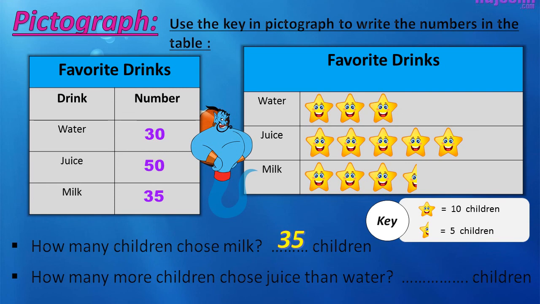Let's see the number of children who choose juice. It is 50. And the number of children who choose water is 30. So I'm going to subtract 30 from 50. It will be what? 50 minus 30 equals 20 children. Clear, guys? Thank you.